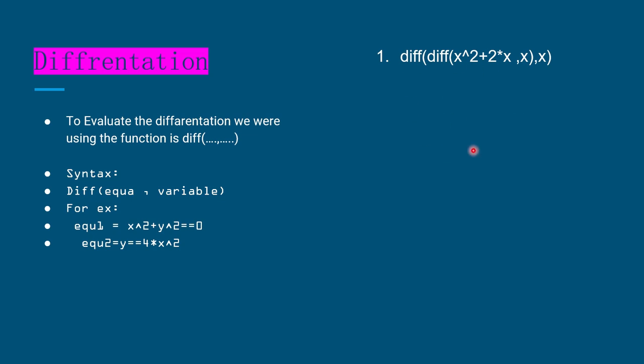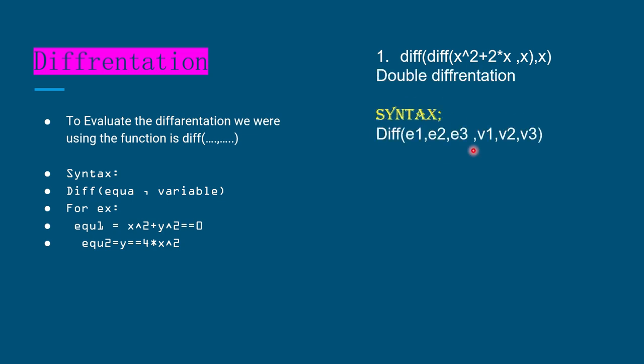Okay, next a double differentiation for that one, and I am going to specify this in this way. For n numbers, if you have n equations, then you need to evaluate in this way: diff function followed by equation 1, equation 2, equation 3, followed by the independent variable v1. That means if you have equation e1, x square plus y square, then the variable which you want to specify, that equation has to be differentiated with respect to that variable. So next E2 followed by V2, E3 followed by V3. In this way, we will see.